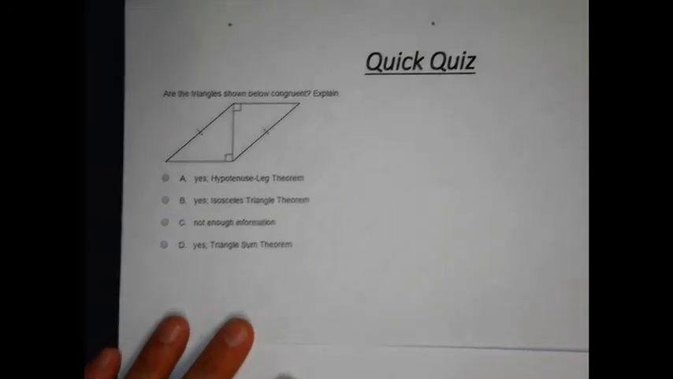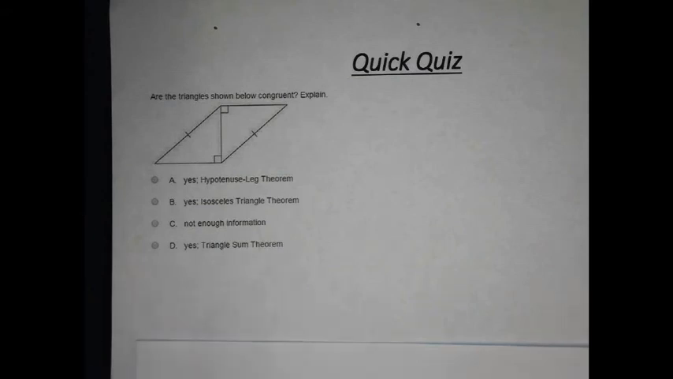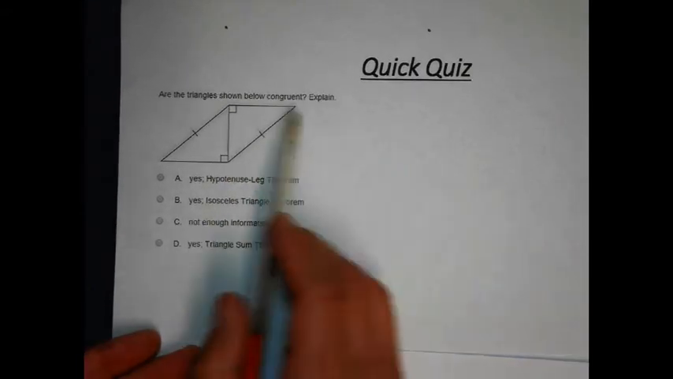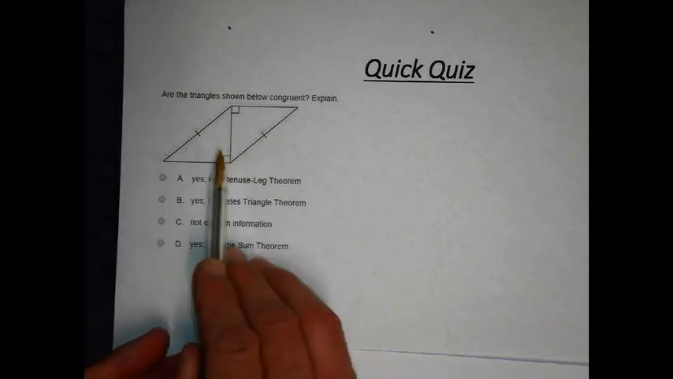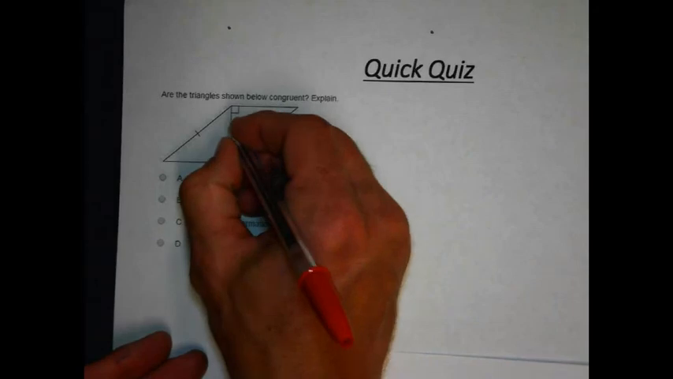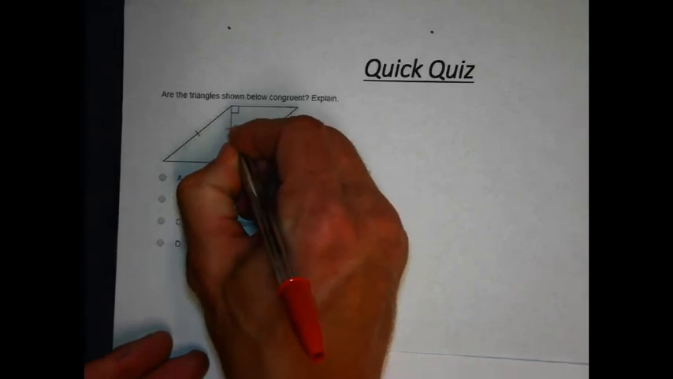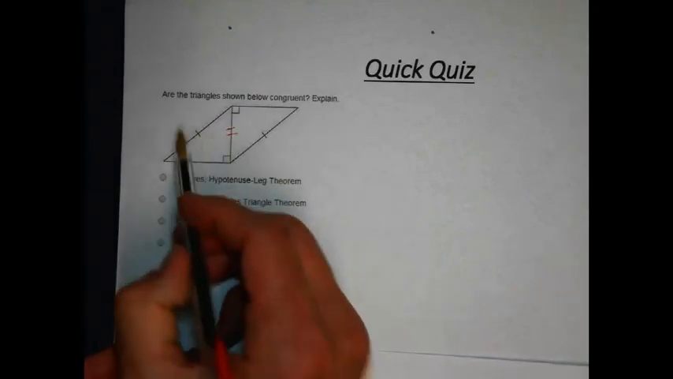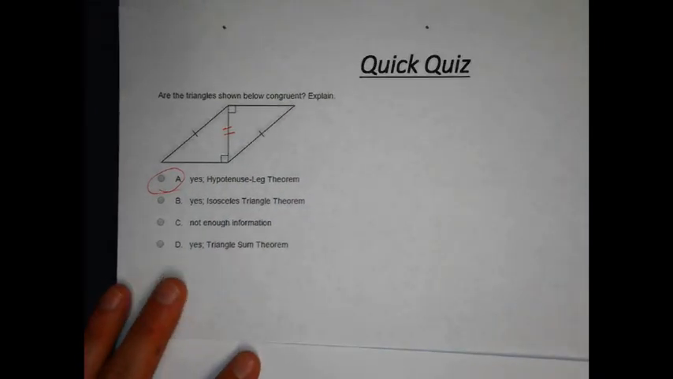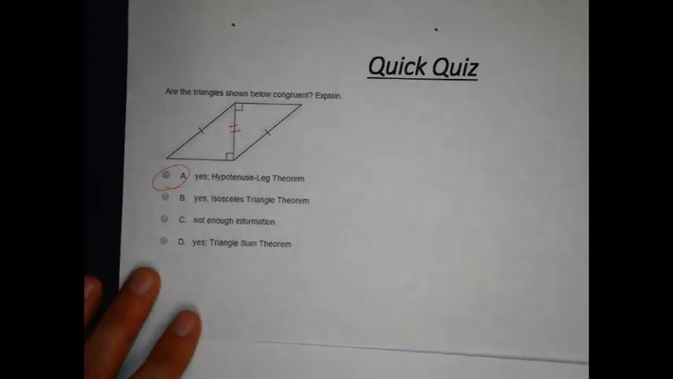Last thing is just a quick quiz, and then we'll be done. The triangles shown below, congruent, explain yourself. So we got stuff going on here. Hopefully you can see we have right triangles, right? Hypotenuses are congruent. Guess what else is congruent? The legs, reflexive property. Bam! So yes, hypotenuse leg theorem. All right. So that's what it might look like on a goofy state test, because state tests are goofy. Anywho, that's what a quick quiz might look like.